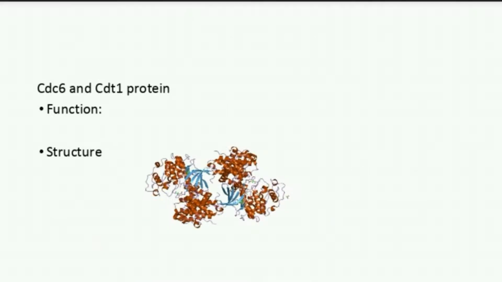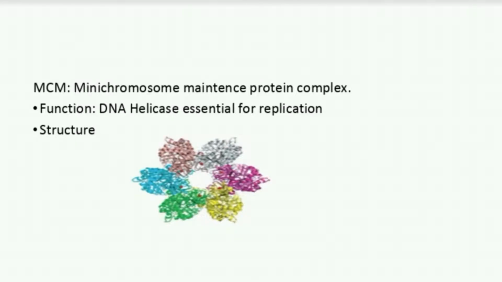CDC6 and CDT1 protein complexes both function the same. They help MCM protein complexes move into the double strand of DNA. MCM, mini-chromosome maintenance protein complex. This is a DNA helicase. It is a class of enzymes, which is a motor protein. It has 6 gene products, MCM 2 to 7, which form a heterohexamer.